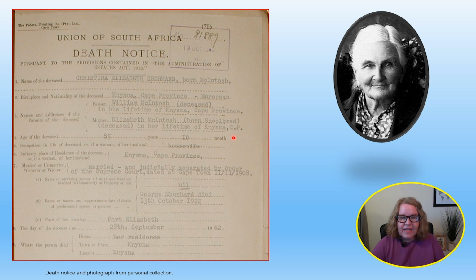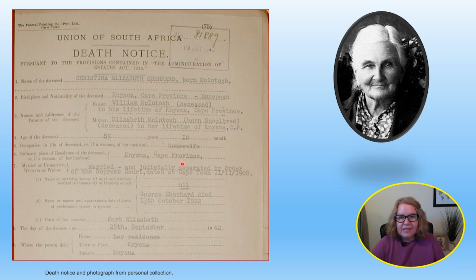Underneath that, we get the age of the deceased, 85 years and 10 months. So if we didn't have a birth date, we could work out an approximate birth date with that information. We get her designation of occupation, and that is a housewife, pretty standard for those days. In fact, Christina was a pretty astute businesswoman. Her and her husband separated, and she ran a shop, a store, from the front room of her home in order to provide for herself and her children.